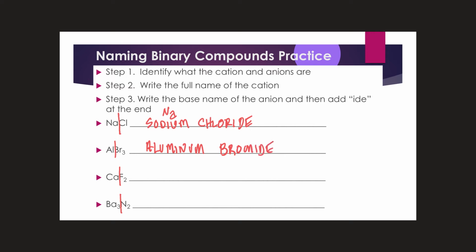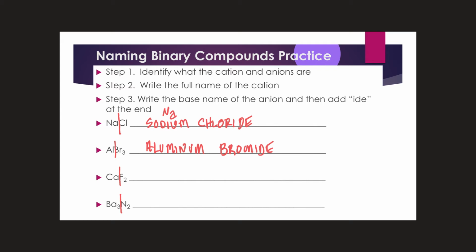Now notice here, there is a 3 with the bromine. So let's look at that. Just because there's a 3 there doesn't mean that we write tribromide or triple bromide. We just write bromide because there's no other way to form that compound. So in an ionic compound, you do not write di, tri, tetra, whatever, right? You just write the full name of the cation, the ide name of the anion.